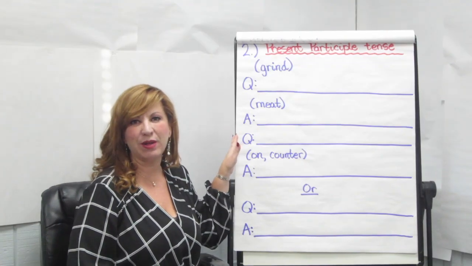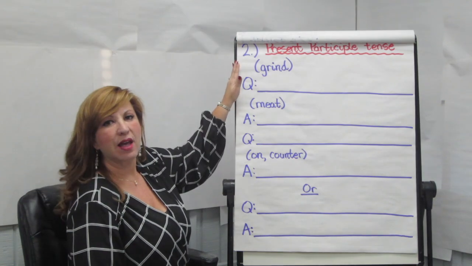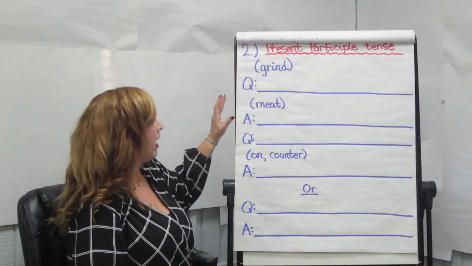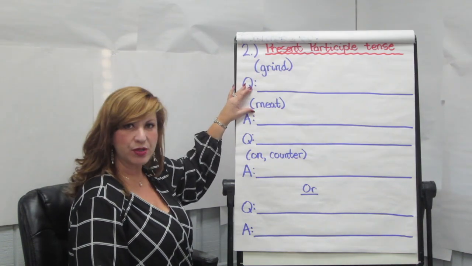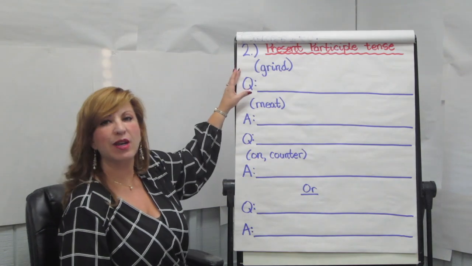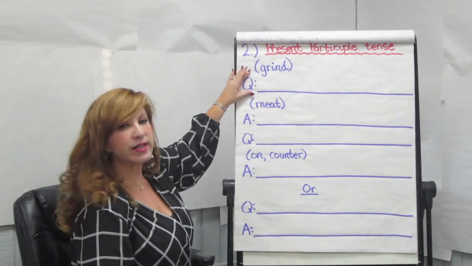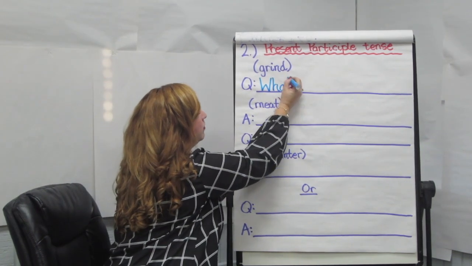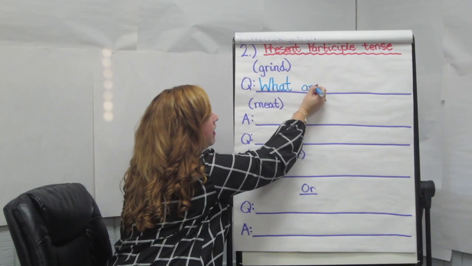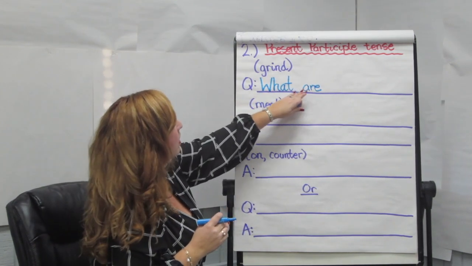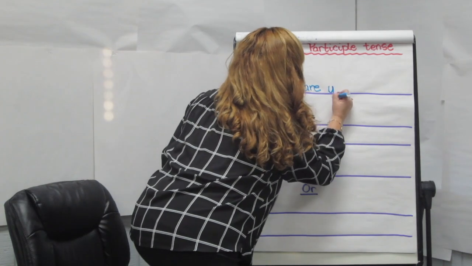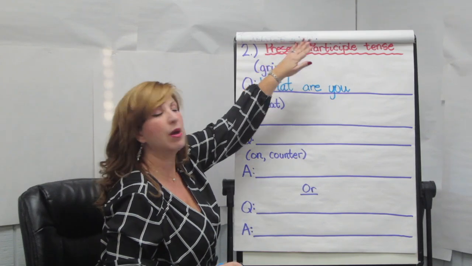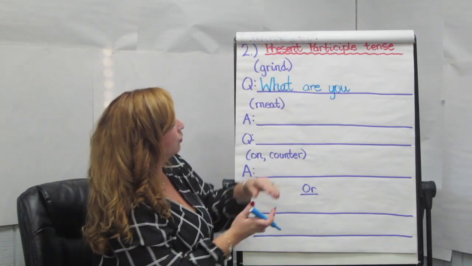So now let's do number 2. In this exercise, we're going to use grind as your verb and meat as your object. Okay, so we're going to begin with the what question. What is the question word? What. Are, and that is the helping verb, what are you grinding? Because we're using the present participle. What are you grinding?